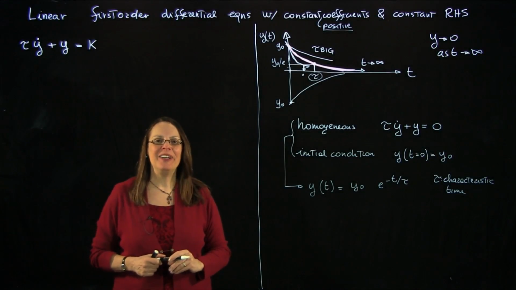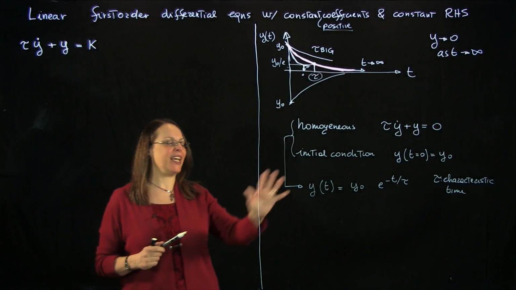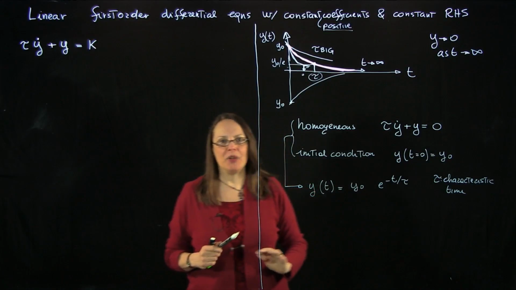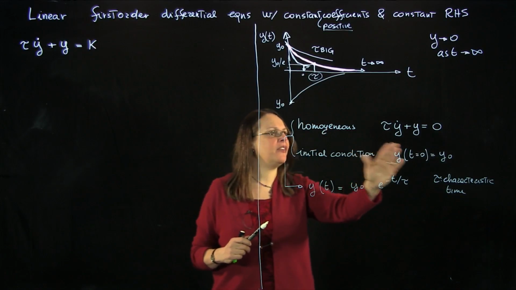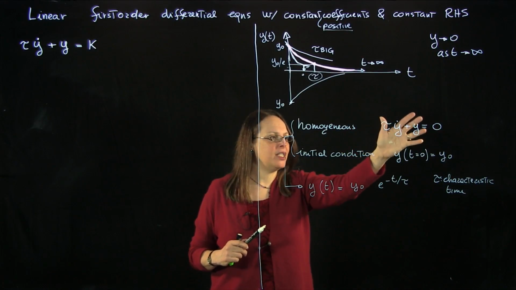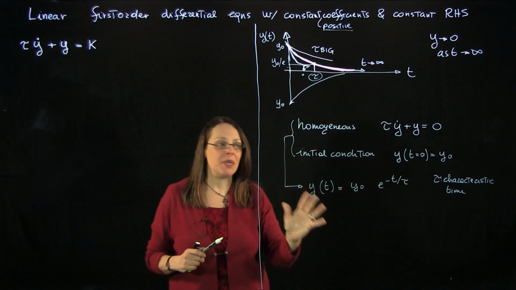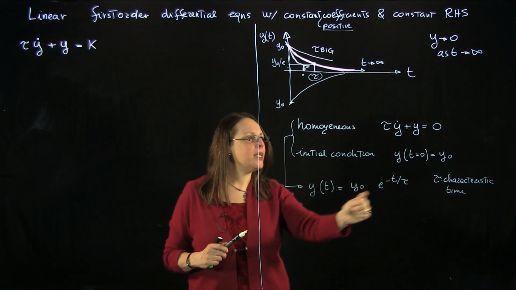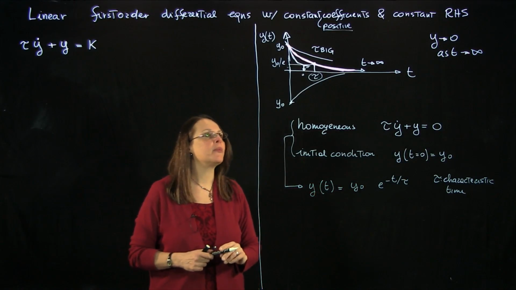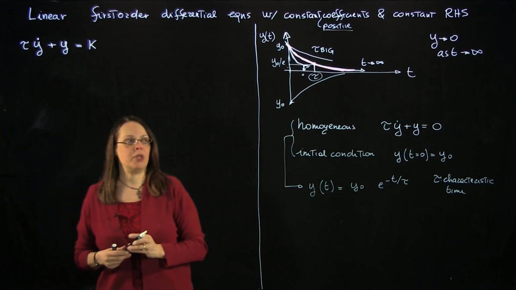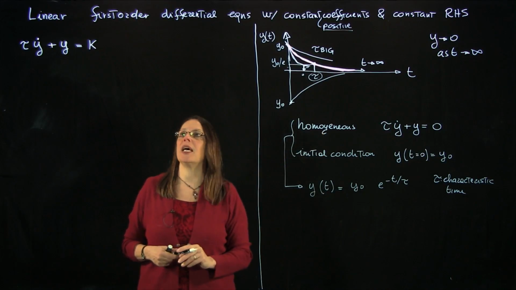Okay, so we did the solution for the special case in which the right-hand side was 0. That's the homogeneous equation, and what we found is that if a function and its derivative satisfy this equation, then the function must be in this form, where y0, the coefficient, is the value of the function at time equals 0.